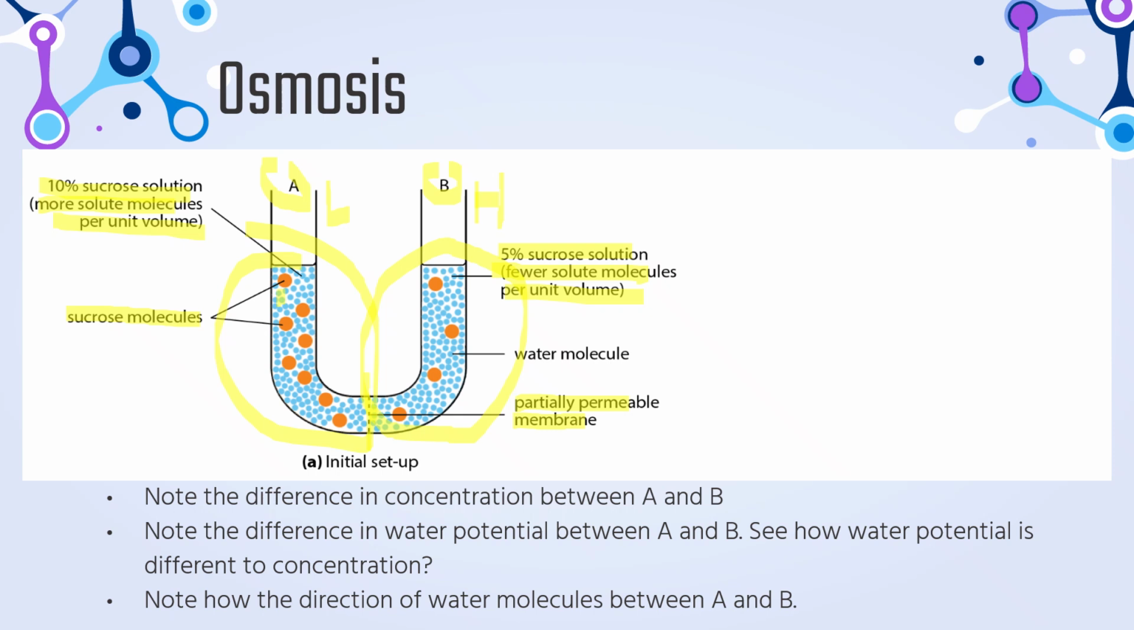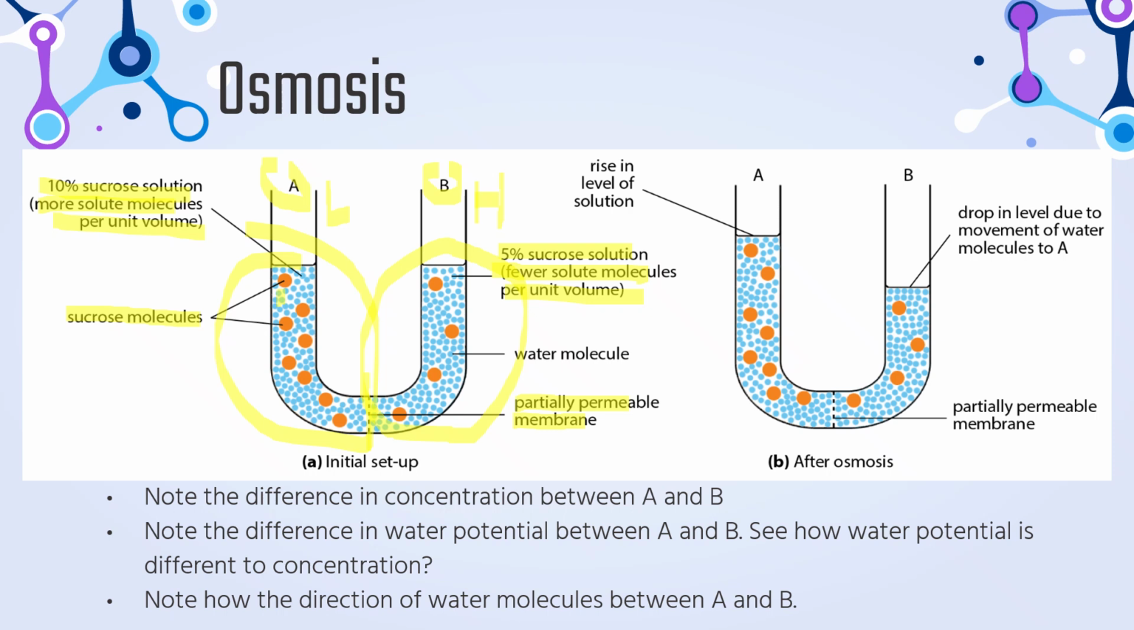Now in this example, the sucrose cannot move because it cannot pass through the partially permeable membrane. However, water, being a very, very small molecule, can pass. So the sucrose cannot pass, but the water can pass. And so if B has a higher water potential than A, it means that the water will move from B to A. Okay, like this.